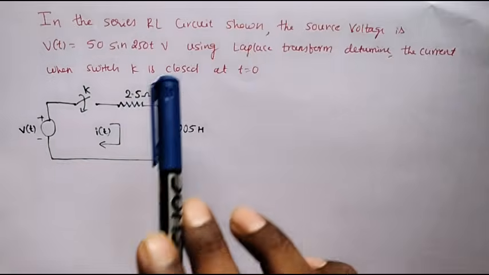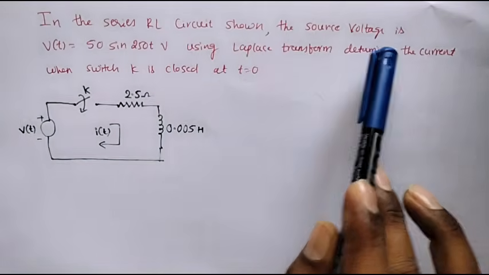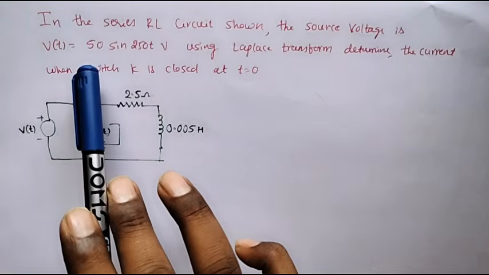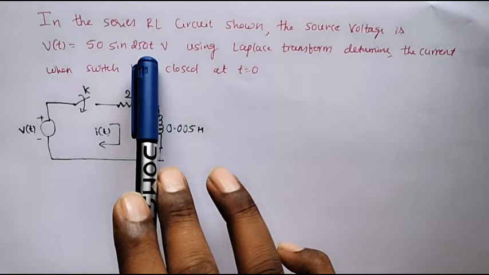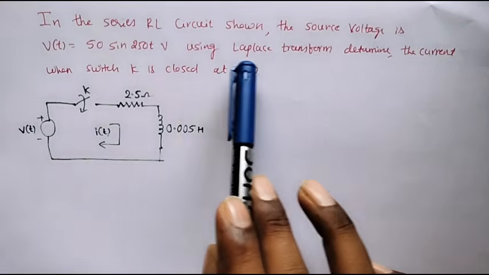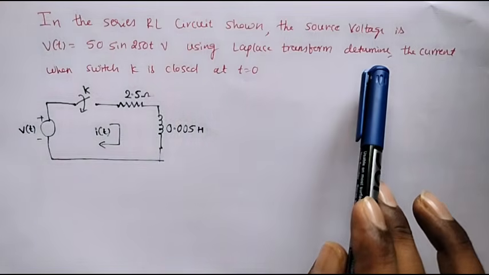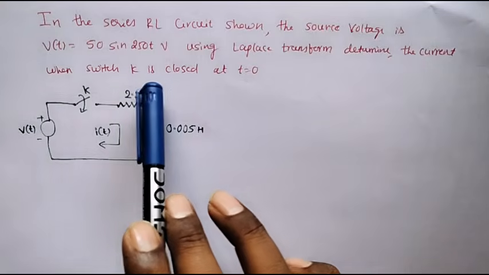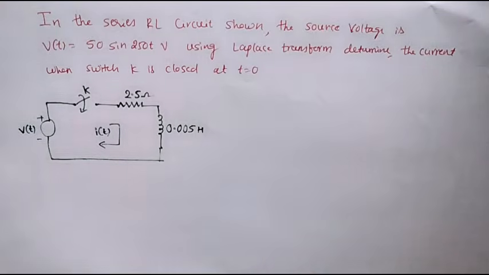In the series RL circuit shown, the source voltage is v(t) equal to 50 sin 250t volts. Using Laplace transform, determine the current when switch K is closed at t equal to 0.